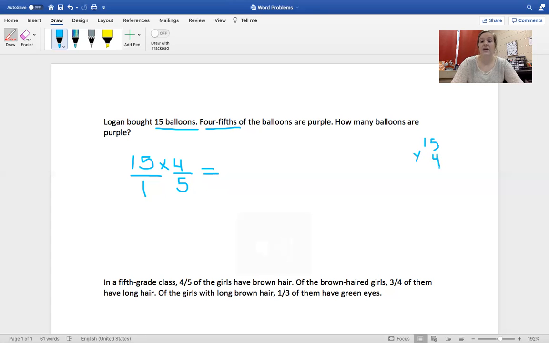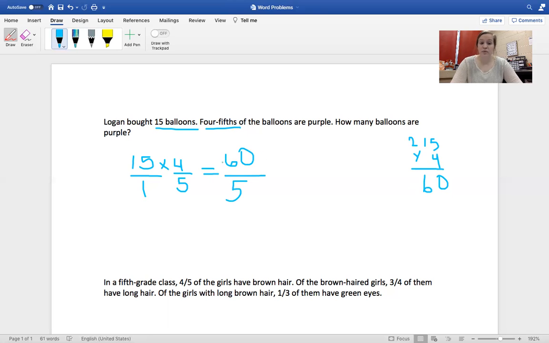I know that 15 times 2 is 30, and that 30 plus 30 is 60. So I know that this is 60, but if you couldn't do that in your head, solve it this way. 4 times 5 is 20, so I drop a 0, carry a 2. 4 times 1 is 4, plus 2 is 6. So that equals 60. And then you have your denominator is 1 times 5, which gives you 5.